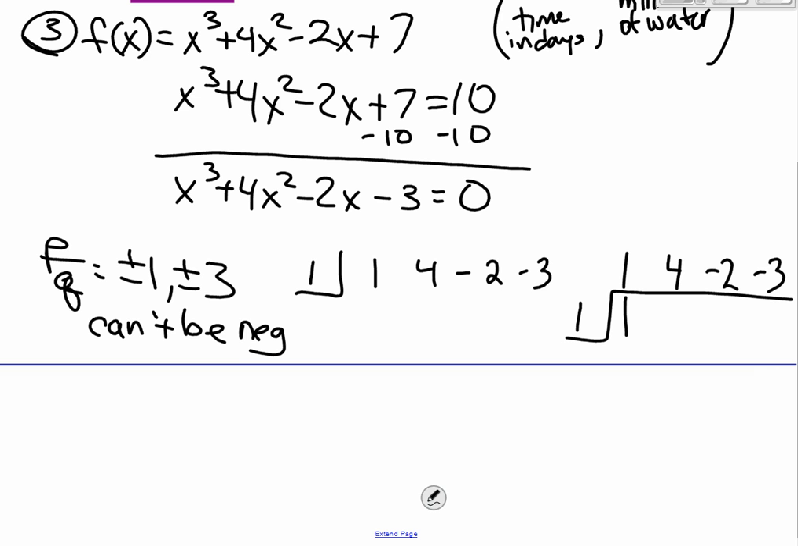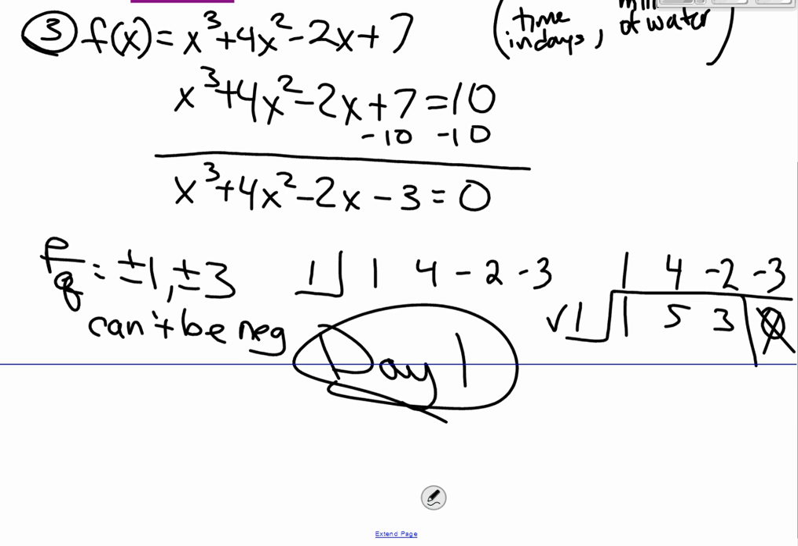So like, what is this? 1, 5, 3, -3, 0. So, oops, that one did work. So day 1 is kind of what is going to happen there.